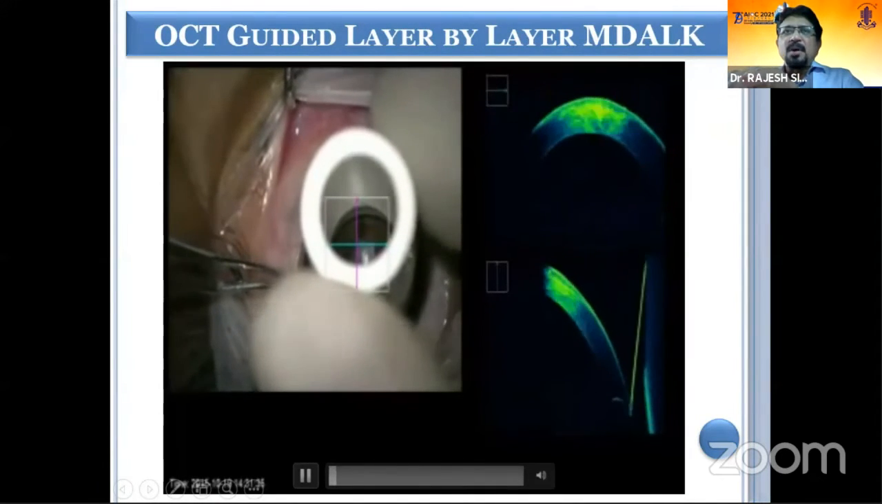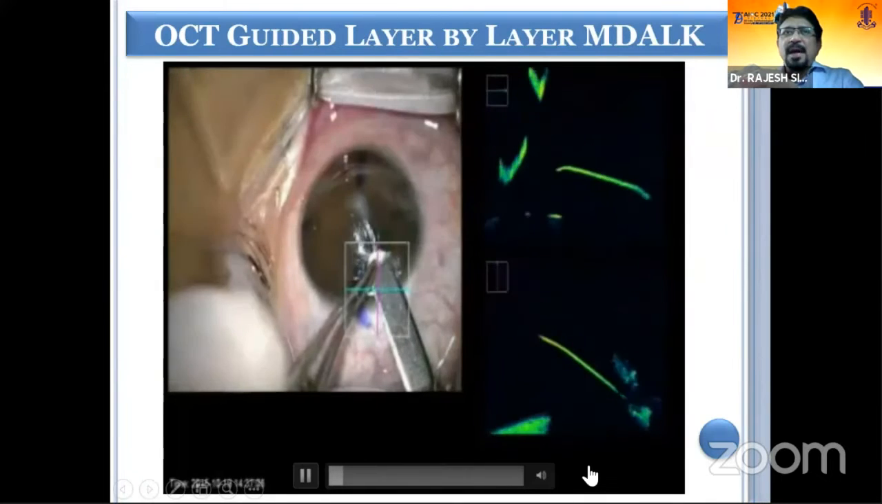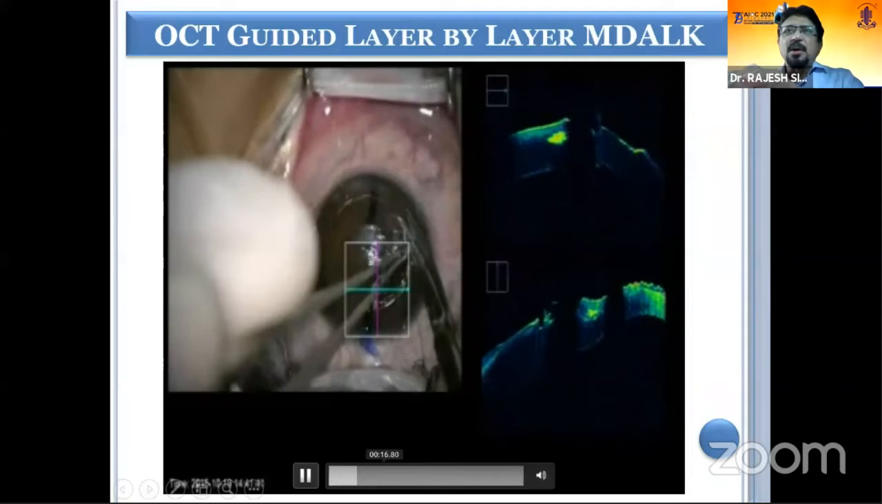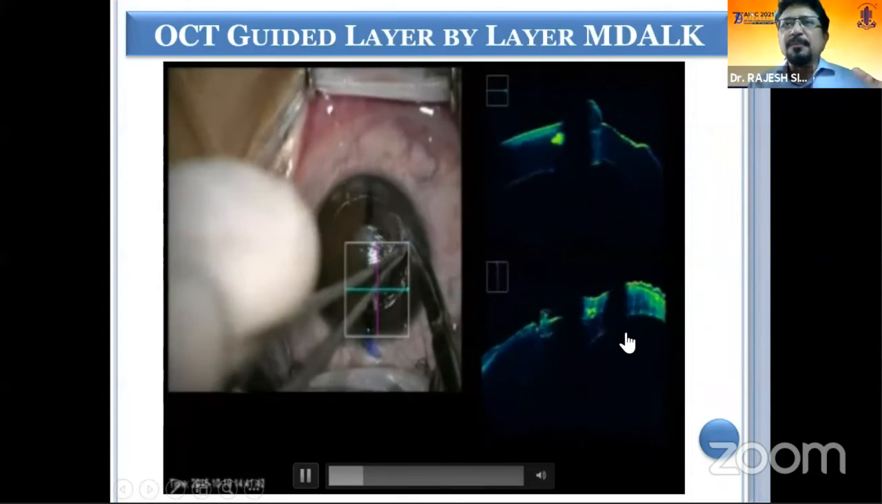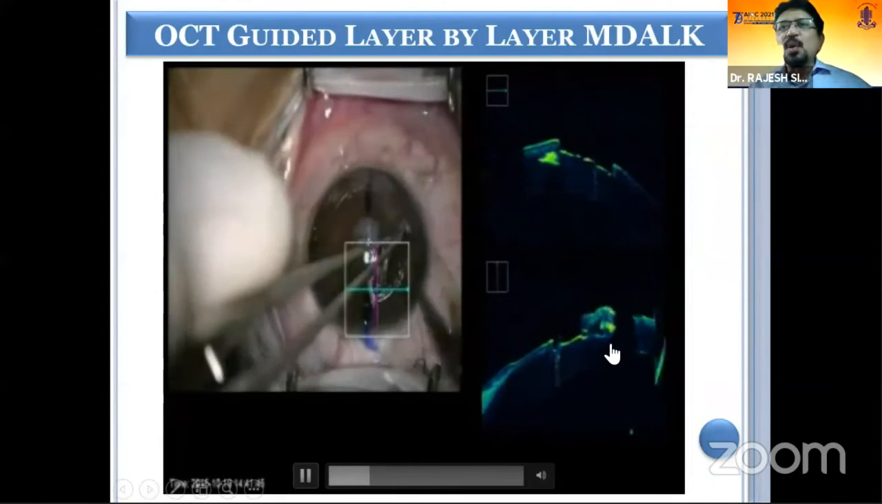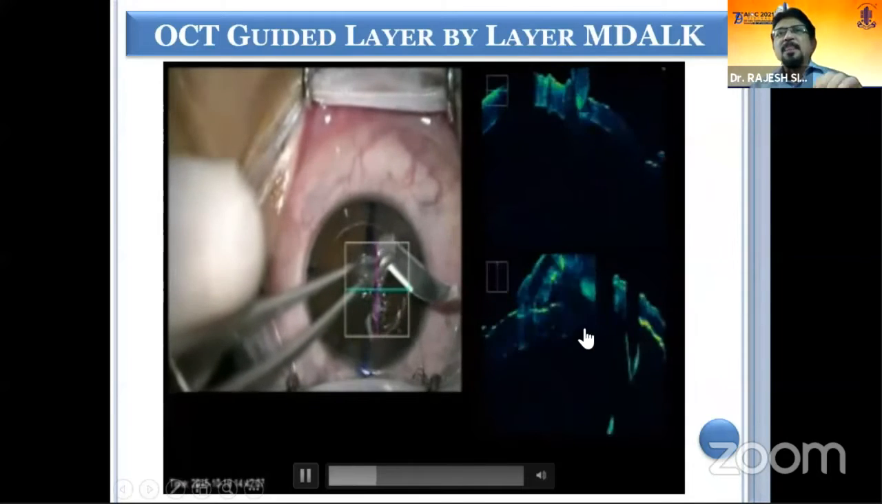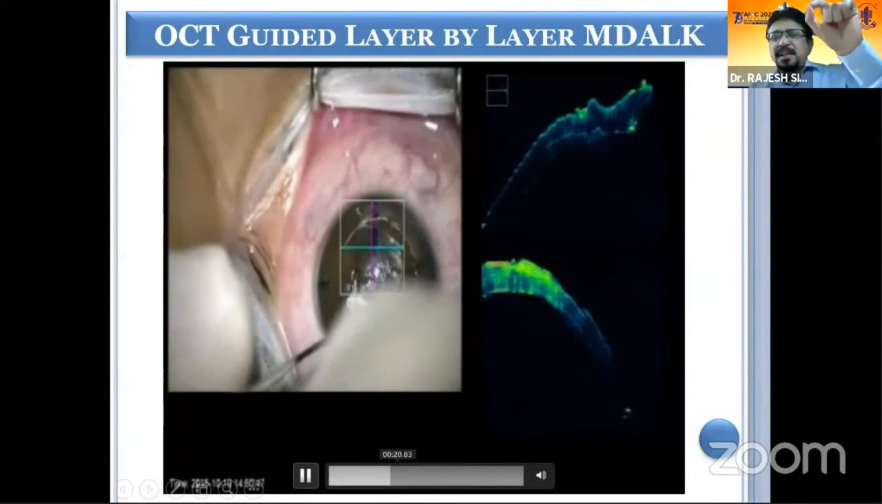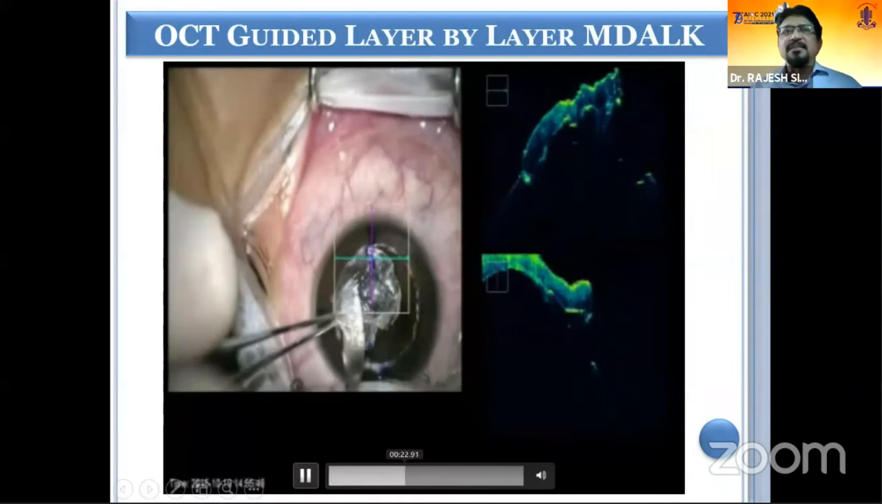Just a final word about use of IOCT guided anterior laminar procedure. When you use intraoperative OCT, it is really helpful because it lets you know at what level you are working, so at what level you are dissecting. So that by lifting the tissue, you know how much residual tissue is left.